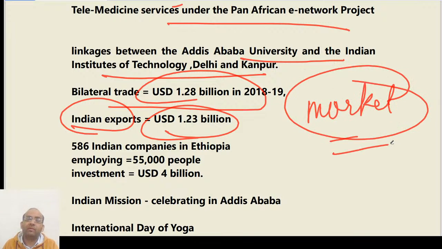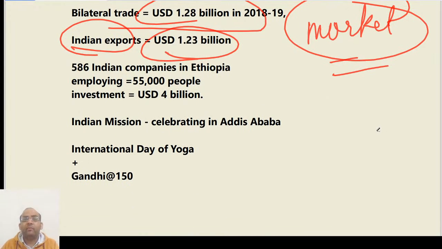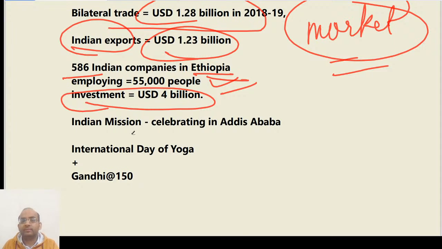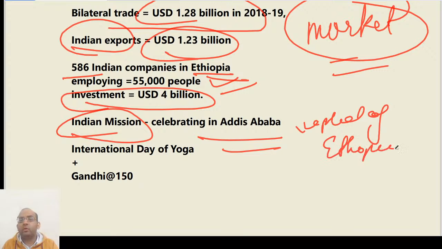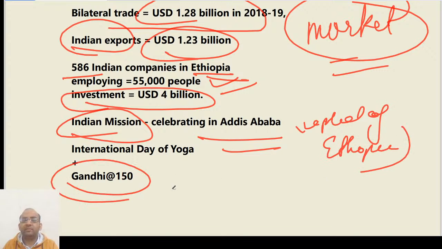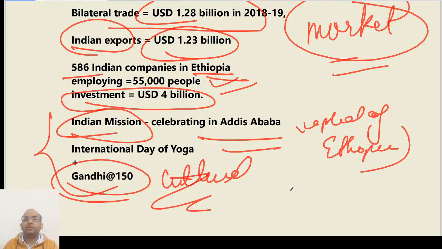So we cannot lose our market because of a power struggle. And more than 586 Indian companies are there in Ethiopia, employing more than 50,000 people, and have invested more than $4 billion in Ethiopia. And also our Indian diplomatic mission is celebrating in Addis Ababa, the capital of Ethiopia, International Day of Yoga, and also Gandhi at 150, that is basically the 150th birth anniversary of Gandhiji, to develop cultural relations also with the Ethiopian people.